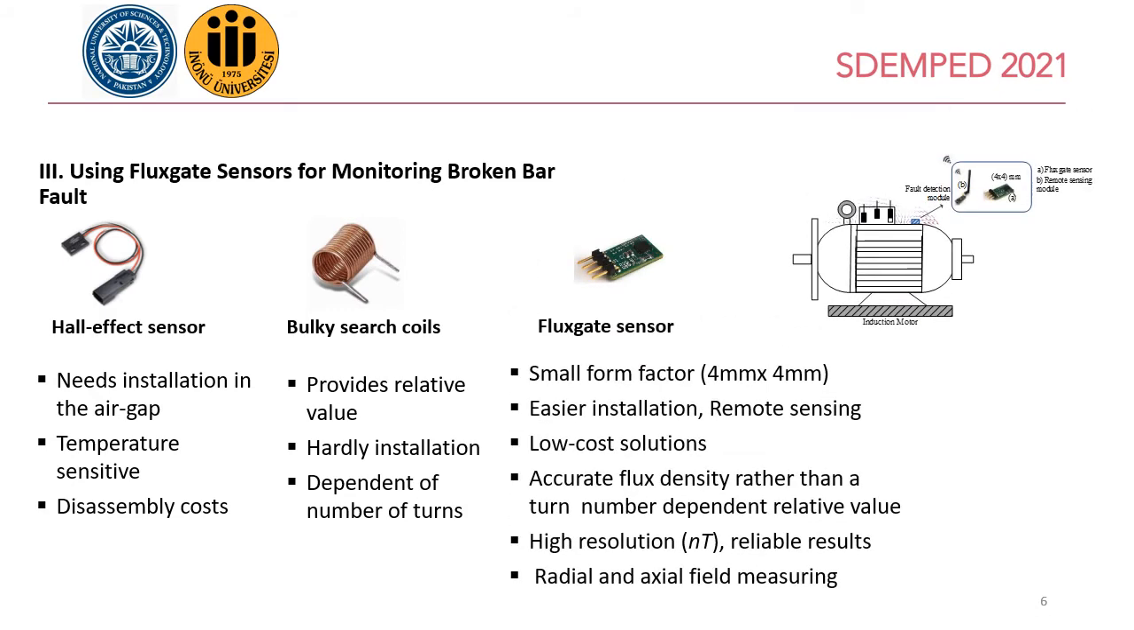Thirdly, the flux gate sensor, which is a smart sensor. It is low cost and easy to install on the surface of the motor. It gives an accurate value rather than a relative value depending on the number of turns. In our case, the flux gate sensor is used for the detection of the leakage flux. The figure on the right side shows the location of the flux gate sensor on the surface of the machine.